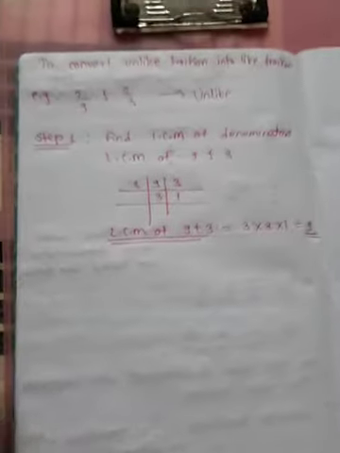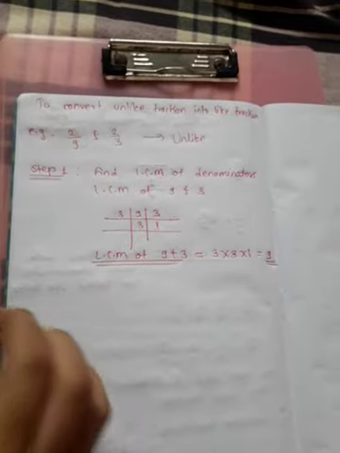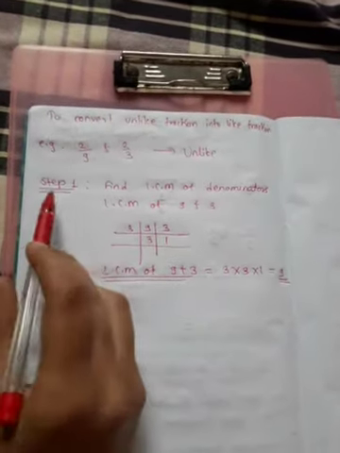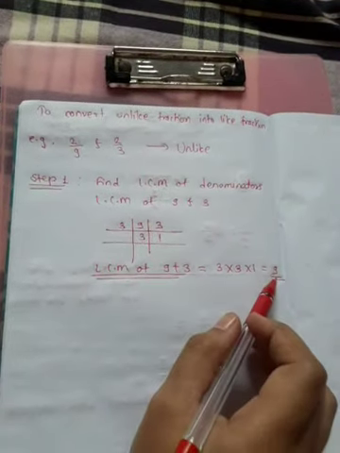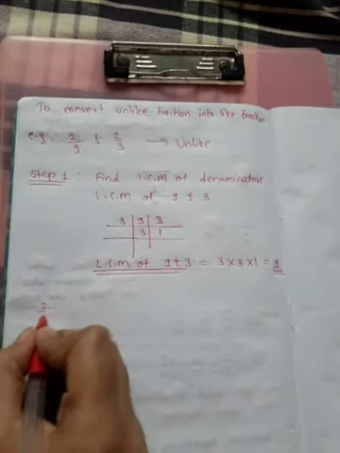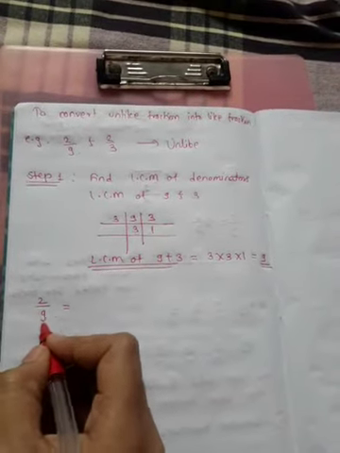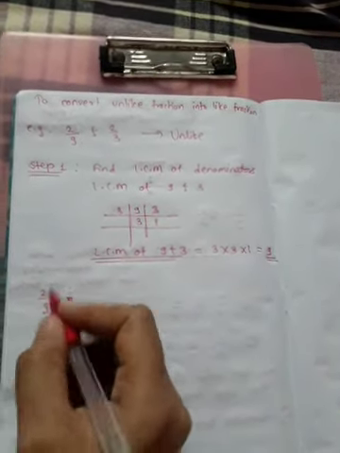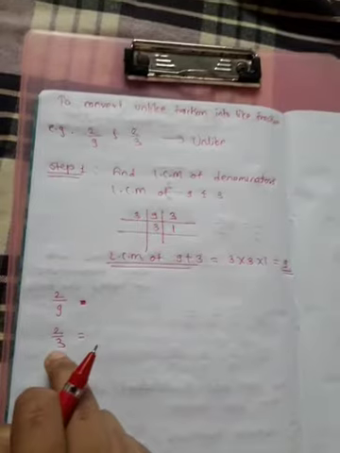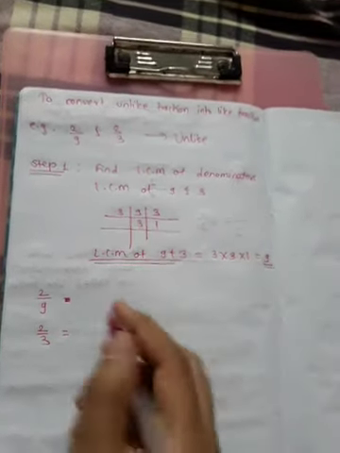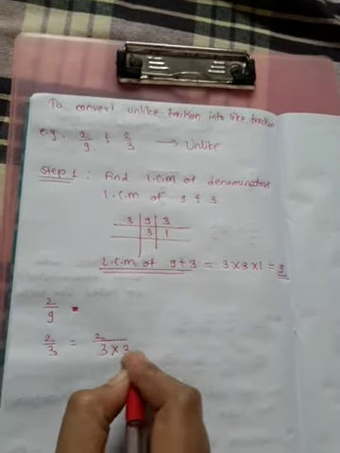What we are doing is making these unlike fractions into like fractions. The first step is to find the LCM of the denominators, so we have to make the denominator 9. Our first fraction is 2 by 9. This fraction already has denominator 9, so we don't do any operation. Now in 2 by 3 we have to make the denominator 9. To make the denominator 9, we have to multiply it by 3, because 3 3s are 9.